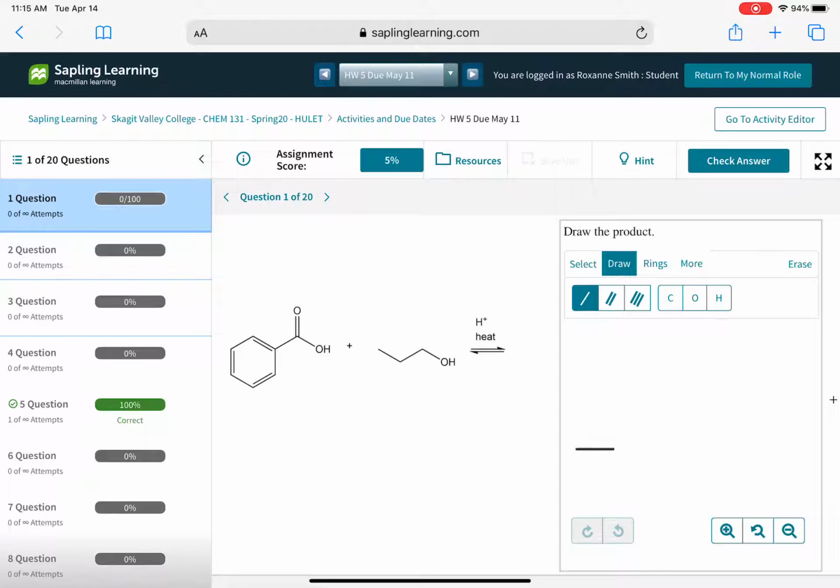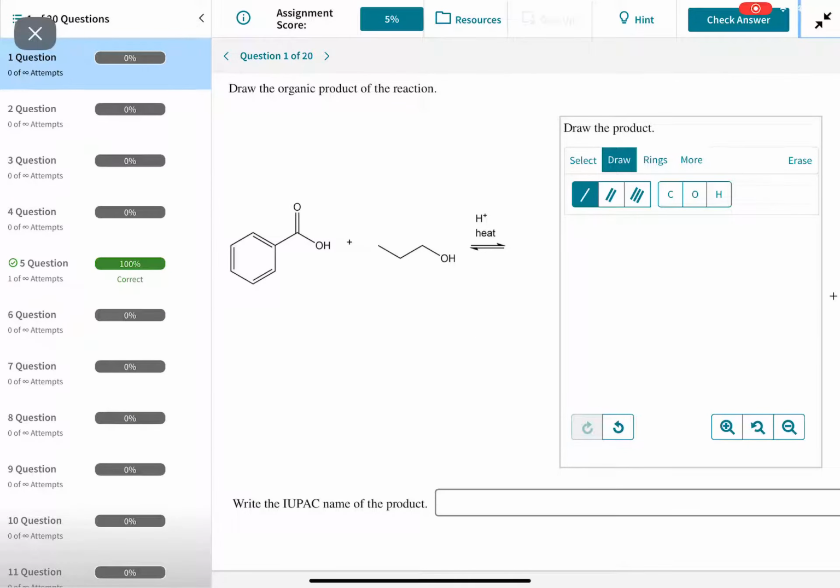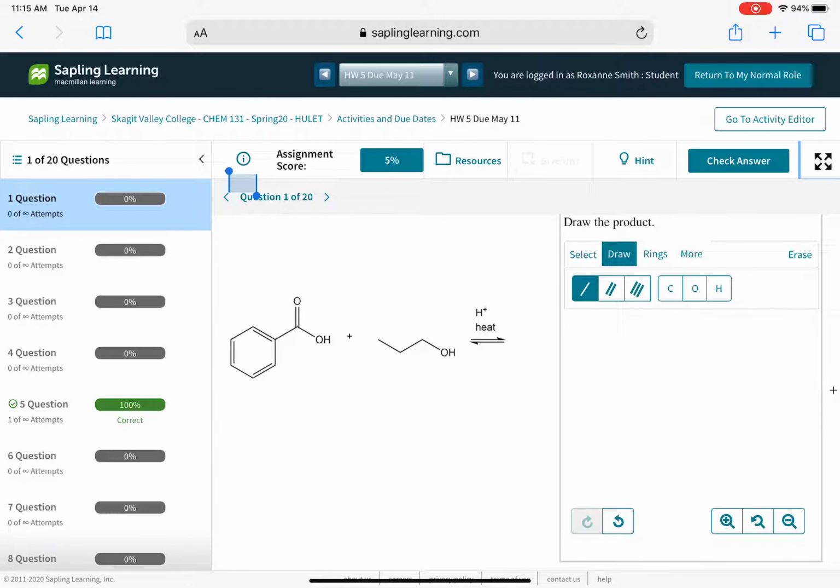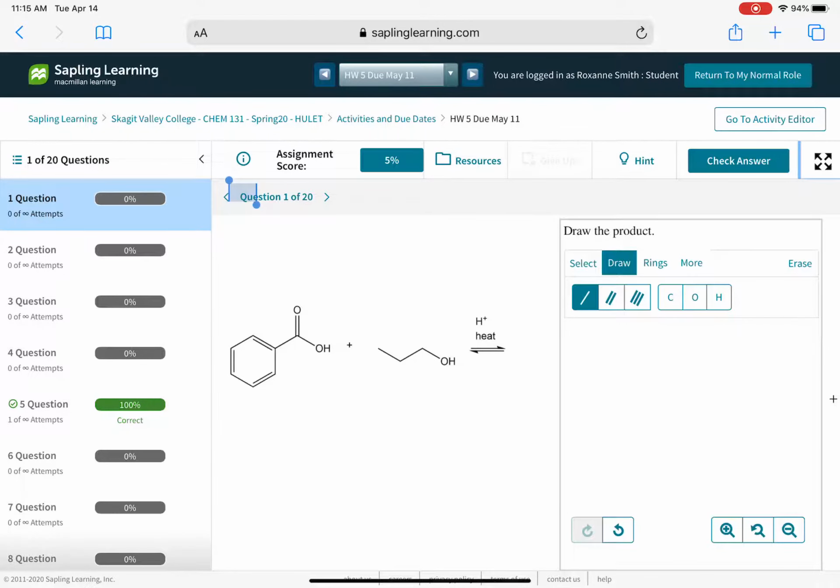So it does not, oh wait, there's something over to the right-hand side. This is not easy to use Sapling on a tablet, which you probably know. Over here on the right-hand side, there's a little tiny plus at the very edge of the screen, and I can't scroll over, but it says plus H2O. So it only wants you to draw the ester, and then it has plus H2O.